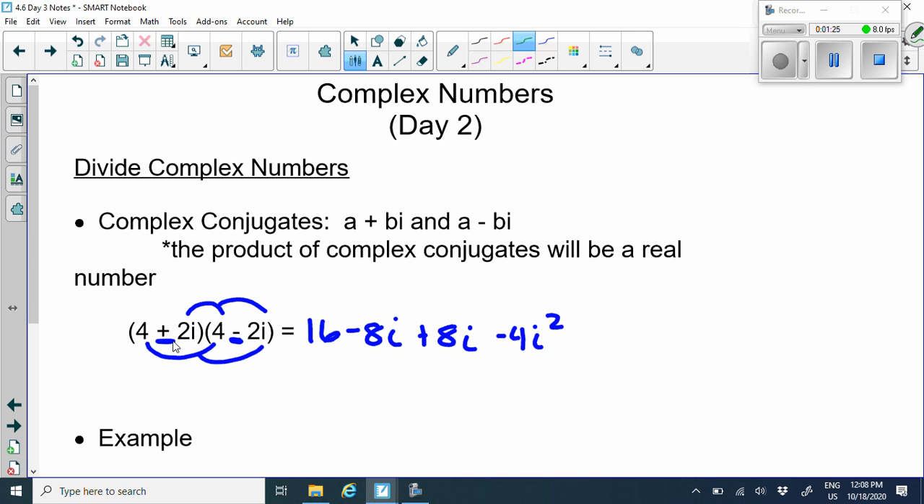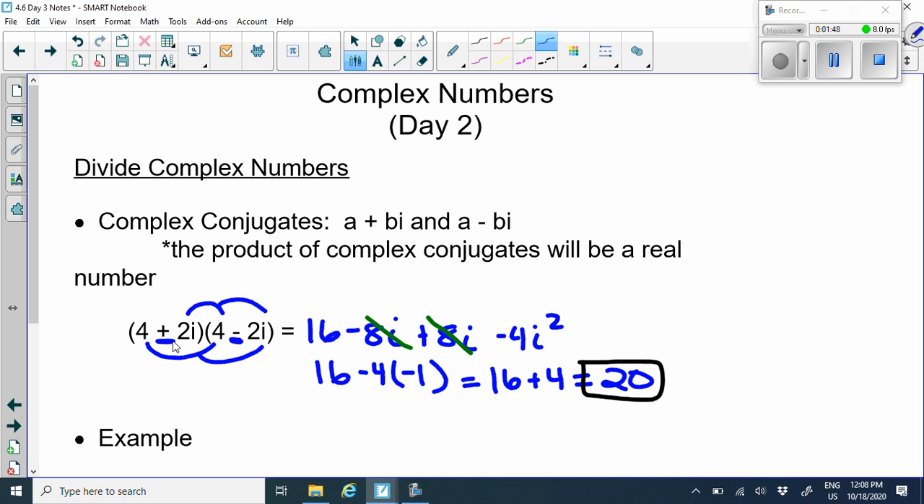Okay, let's combine our like terms. Notice in the middle, we have negative 8i and positive 8i. Those just cancel out, right? So now we're left with 16 minus 4. I changed that i squared into a negative 1. Don't forget to do that. And so that gives me 16 plus 4, which gives me 20.